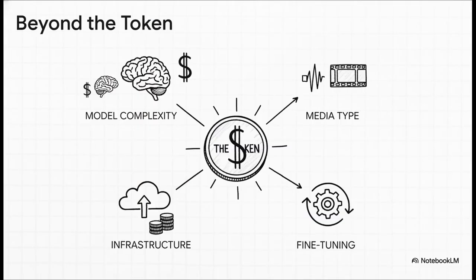Now, tokens are the star of the show, but they're not the only actors on stage. The model you pick is huge. A top-of-the-line model costs way more than a smaller, faster one. And don't get caught off guard by platform costs. If you're on a big cloud provider like Azure, you've got to tack on another 15 to 40% just for things like support and data fees. These are the hidden costs that can really sneak up on you.